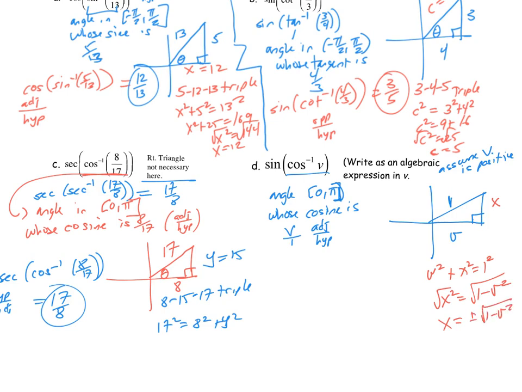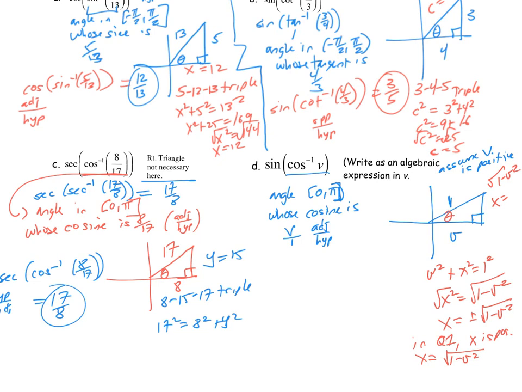But since I'm in the first quadrant, I'm going to take the positive square root. Okay, so in Q1, this x is positive. So I need to just say x is the square root of 1 minus v squared. So that goes here, the square root of 1 minus v squared. And I'll put the little angle theta in.